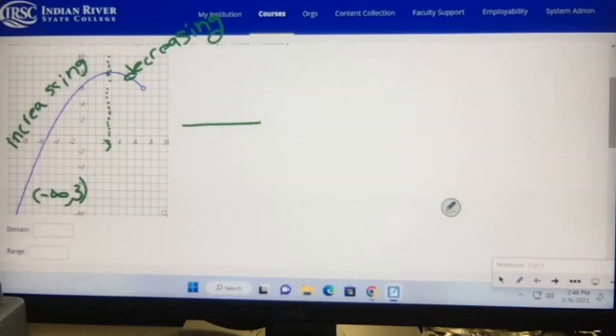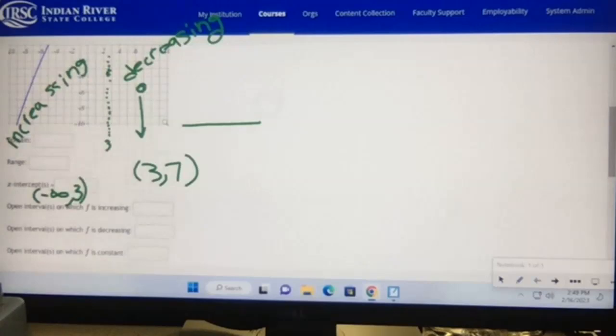Decreasing, it starts right here at 3, and then it decreases forever until this endpoint. This endpoint is at +7. Again, it said open intervals. Open intervals means open circles, so we are going to use parentheses for those. And there's nowhere where it's flatlining, so there's no constant.